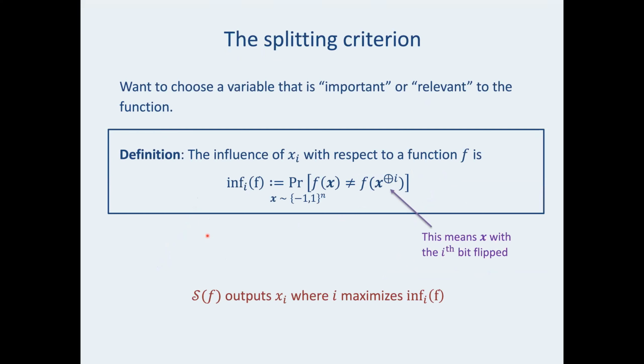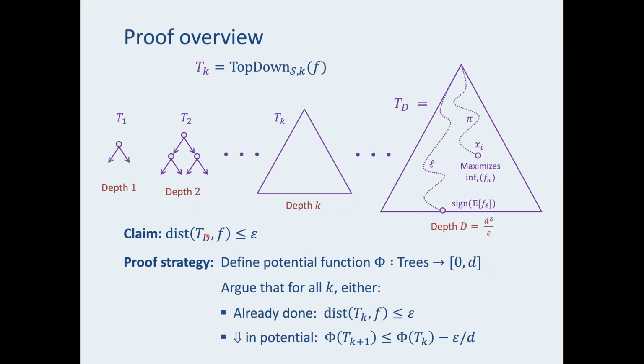Okay, so the splitting criterion here is max influence. The proof is not too complicated. We can think of top down as building a sequence of trees, each of slightly larger depth. We start with a depth 1 tree, then a depth 2 tree, all the way up to depth big D. And then we can track the progress we've made at each step. So we want to claim that once we get to big D, our top-down tree will be close to the original function. The way we do this is we define a potential function on these trees.